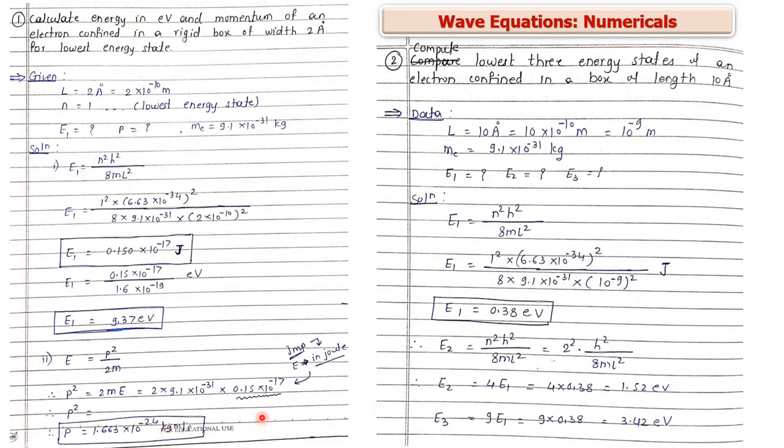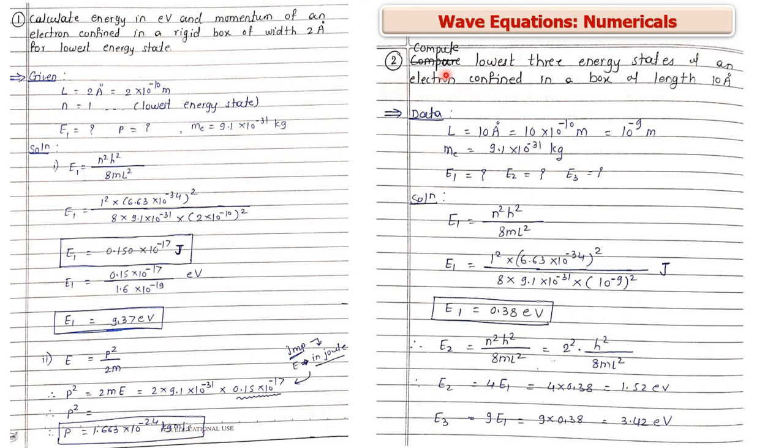Write down the units. You are not writing the units. I have seen in the assignments, most of you are not writing the units. If you don't write the unit, you will lose 1 mark over there. What will be the unit of momentum? Momentum is nothing but mass into velocity, so kg meter per second.